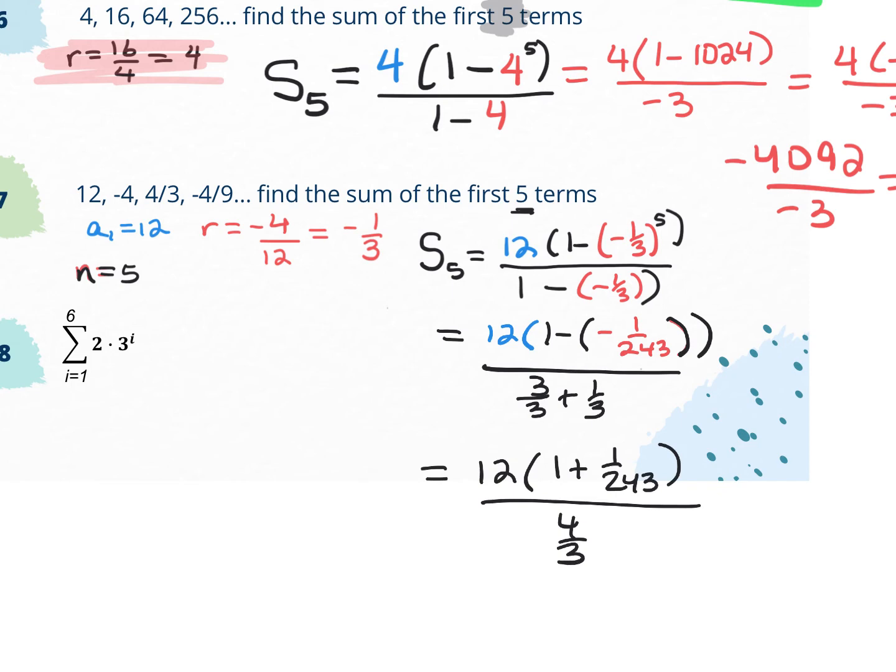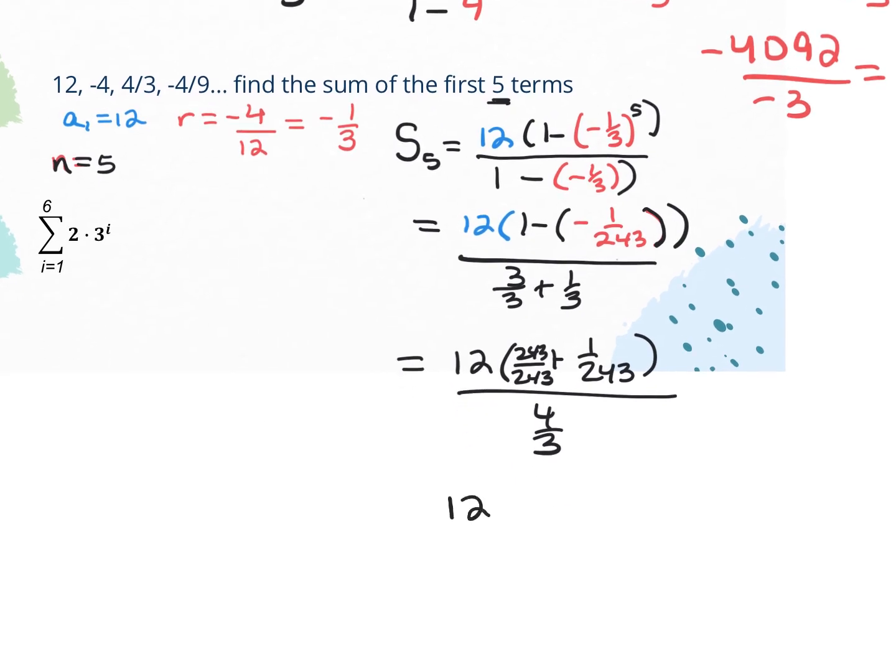I can change my whole number 1. I'm going to change this to 243 over 243. So in the parentheses, I get 12 times 244 over 243 over 4/3. I can simplify.